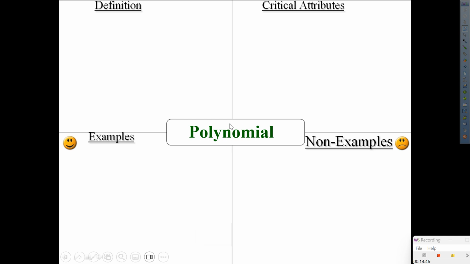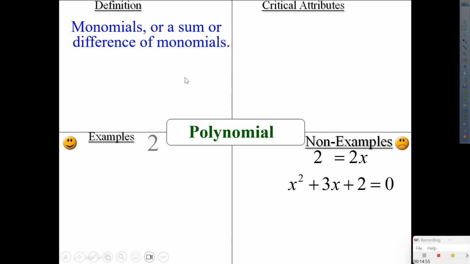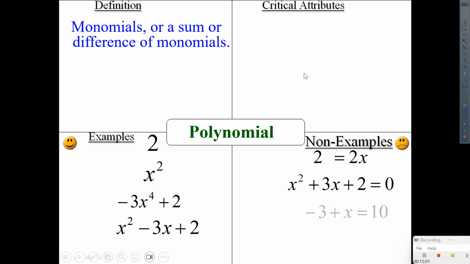Once again, you're not writing that. This is just a recap. Polynomials are what? Monomials or sum or difference of monomials, and they look like this, and so on and so forth. You already have those notes, yes?